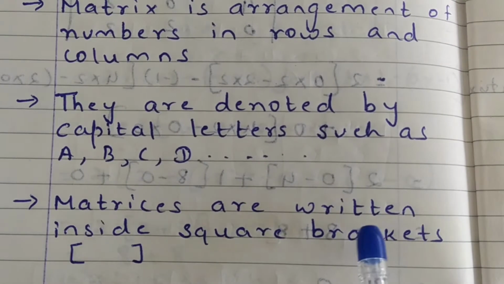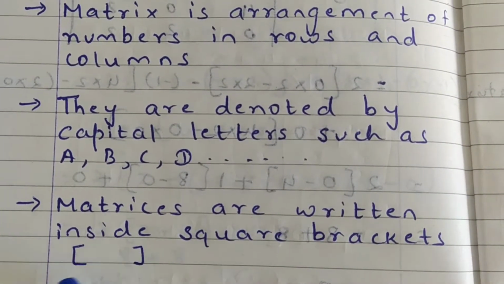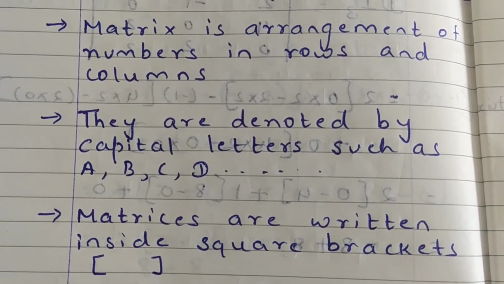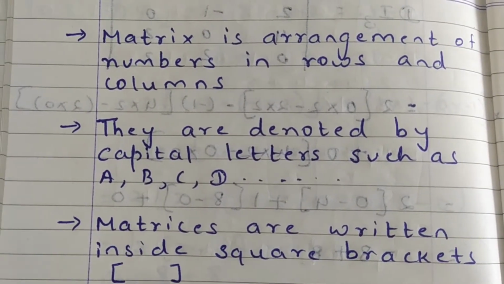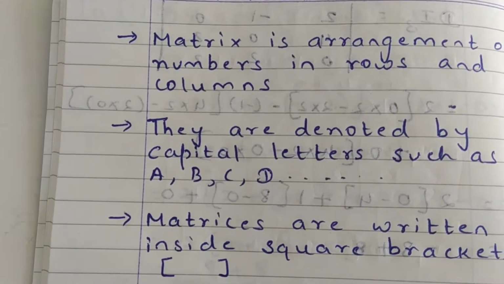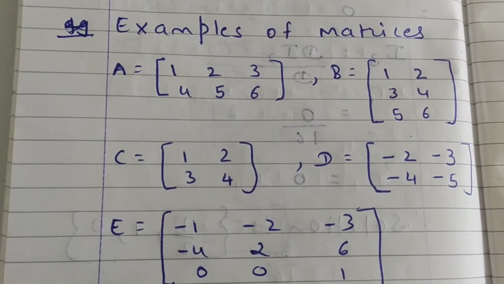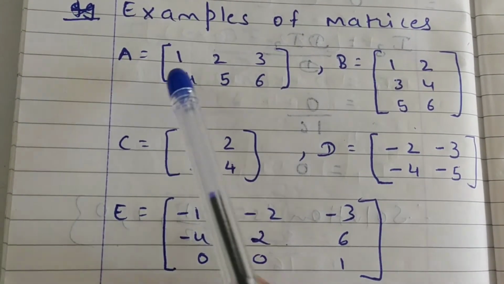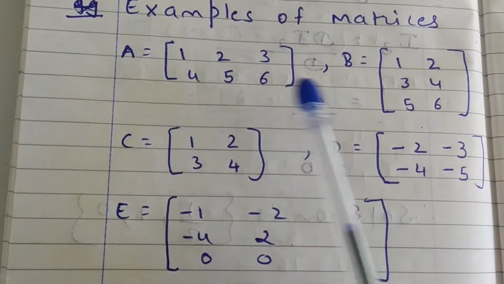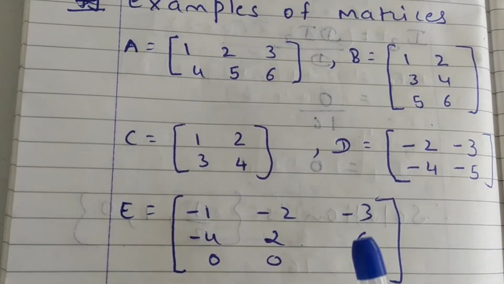And matrices are always written inside a square bracket. So you can see this bracket, these are called square brackets, and the matrices, that is the numbers of the matrices, are always written inside the square bracket. So here you can see I have taken few examples. In all these examples you can see we have square brackets, and inside the square brackets the numbers are arranged.